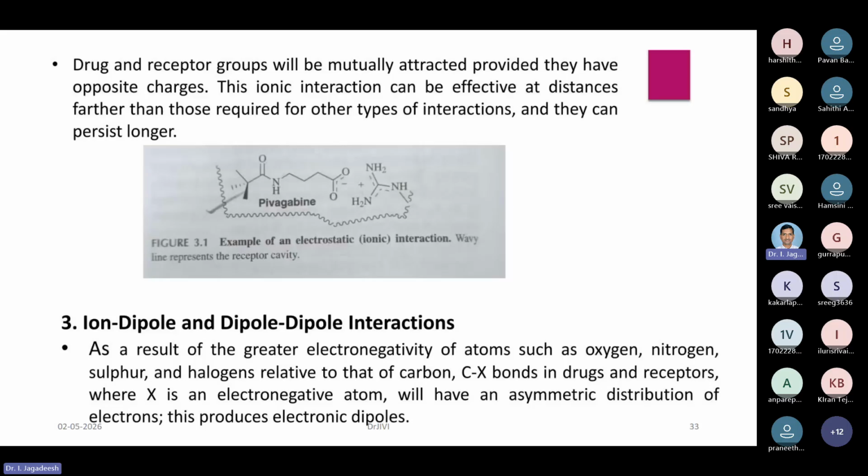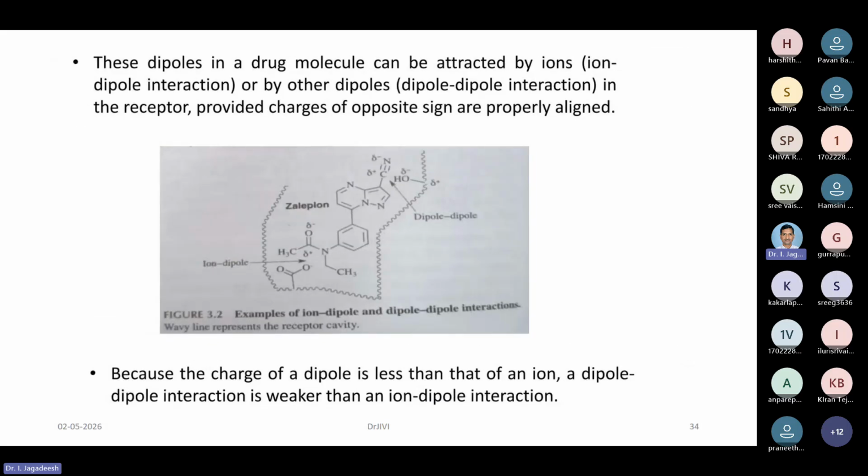So a dipole can be induced by one ion, that is ion-induced dipole, and another dipole will induce another dipole adjacent to it. This happens because of the asymmetric distribution of the electronic configuration in the atoms, which provides the charge. These dipoles in the drug molecule can be attracted by the ions, similar to the electrostatic interaction we have seen, but here it is a little bit weaker. So we have an ion-dipole interaction.